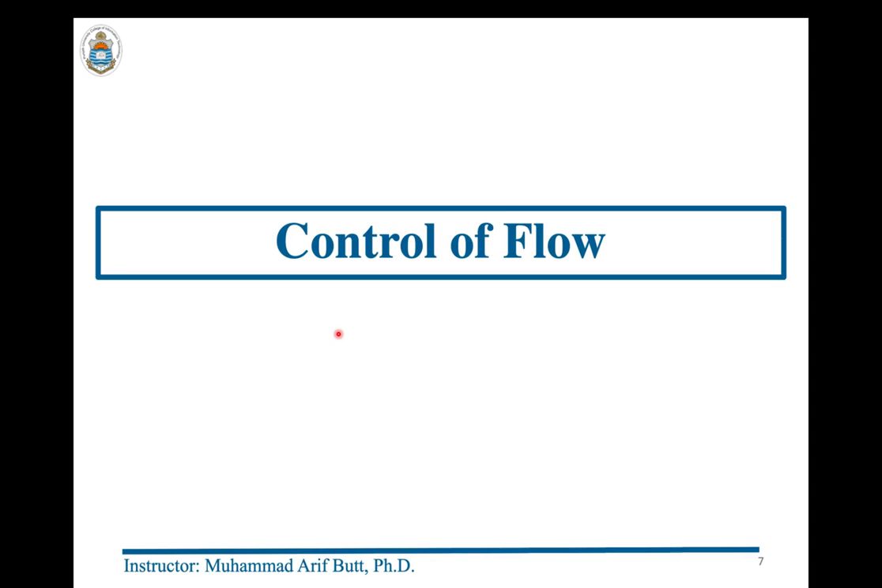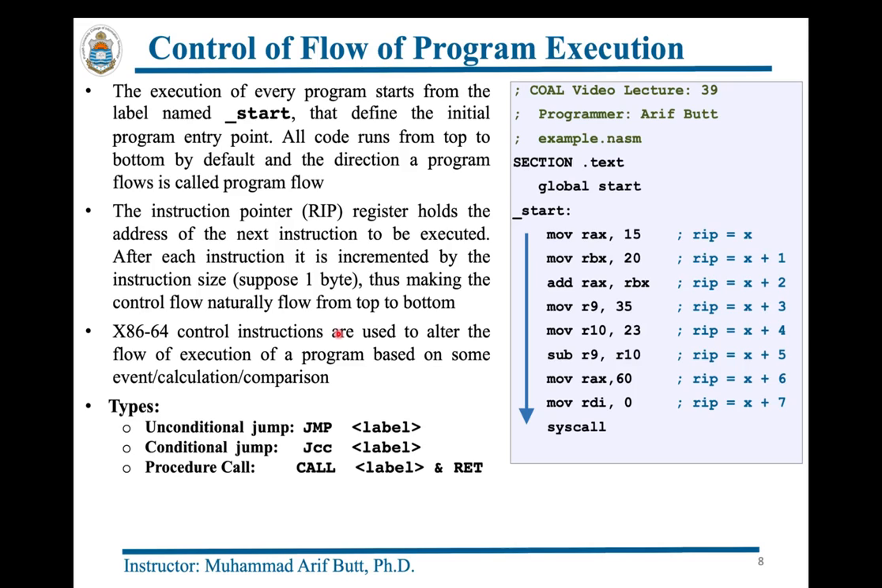So to start with, let me precisely describe what we mean by control flow of execution of a program. Well, dear students, the execution of every program starts from the label _start as shown over here that defines the initial program entry point. And after that, all code runs from top to bottom by default, and the direction of a program flow, this arrow, is called the flow of program.